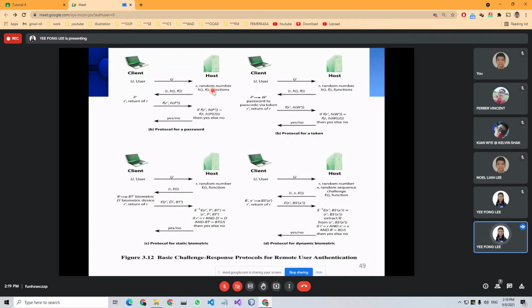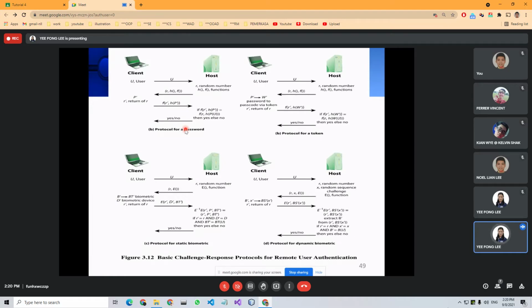The host might specify 2 functions here, H and also F, to be used in the response. The transmission from the host to the users is also a challenge because it can be intruded on by an eavesdropper. So the response consists of the hash function of the user password combined with the random number using the provided hash. This one is under protocols for the password.